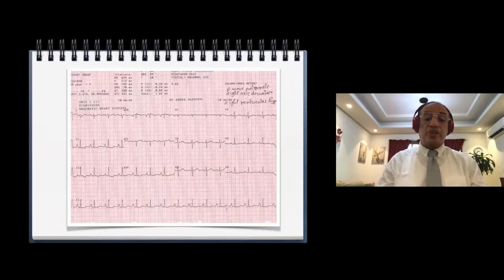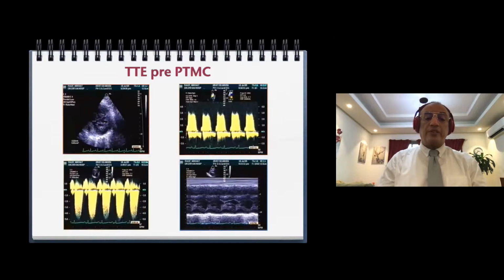This is her ECG. You can appreciate RVH with biatrial enlargement and a little bit of right axis deviation. And this is her echocardiography. You can see in short axis the fish mouth appearance of the mitral orifice and the mitral valve area less than 0.7 centimeter squared.